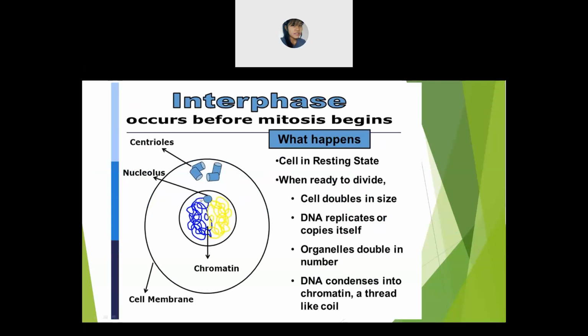DNA condenses into chromatin, a structure like a coil. DNA will also condense, means they will start to form, they will come together. The DNA will come together and they will form chromatin. This chromatin is a thread-like structure. They are just like a thread and they are coiled, means all jumbled up together. Are you clear about interphase?